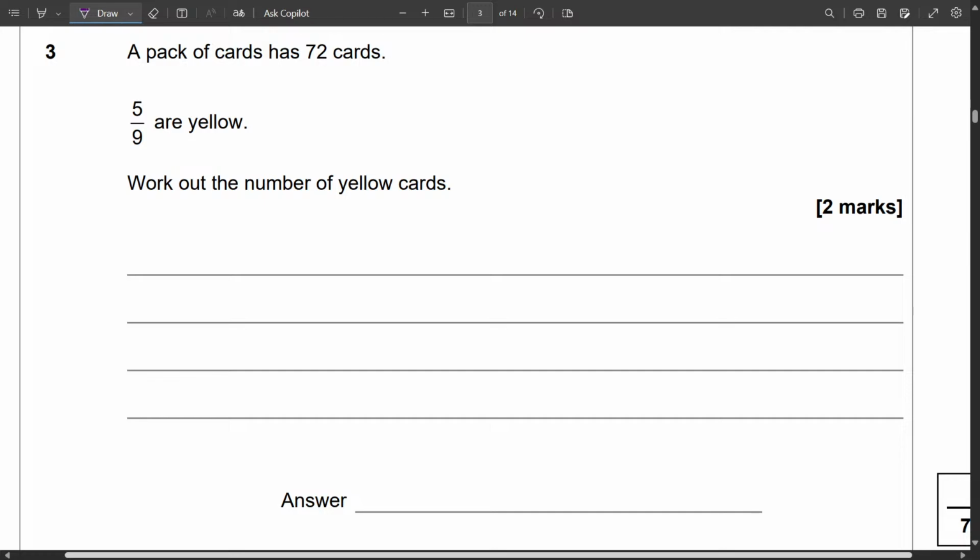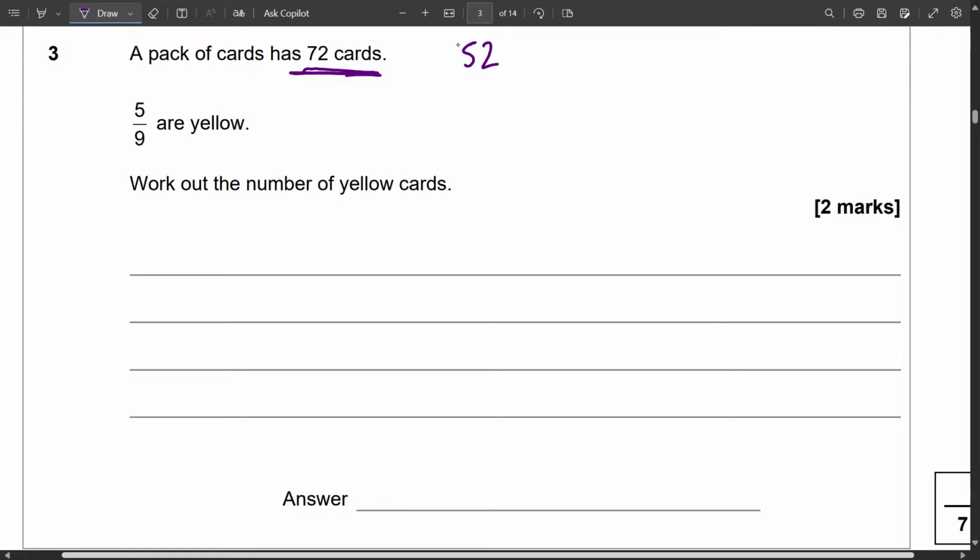Remember, this one is not a standard pack of cards. We have been given that the number of cards in that pack is 72, and it's saying 5/9 are yellow. Generally, a pack of cards means 52 playing cards, but that's not the case here. It's 72 cards, and 5/9 are yellow. Work out the number of yellow cards.